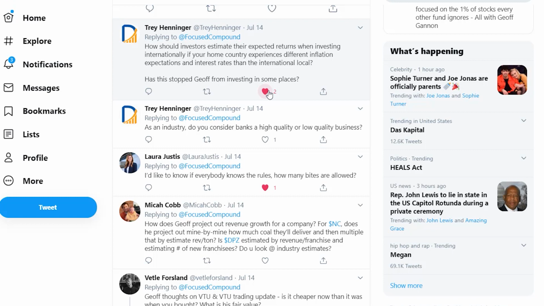As an industry, do you consider banks a high quality or low quality business? High quality. Why is that? They earn high cash returns on the amount of money that they invest, on the amount of owner's capital. Very small banks, subscale, don't really do that. But banks, once they achieve a certain level of scale, do. And if you look at the cash on cash returns and how much value they create over time, I'd say they are a high quality business.